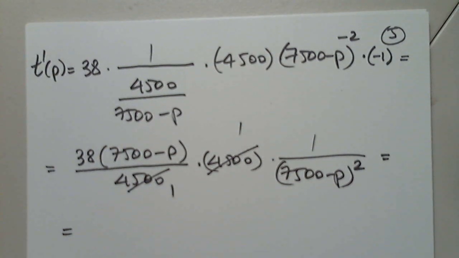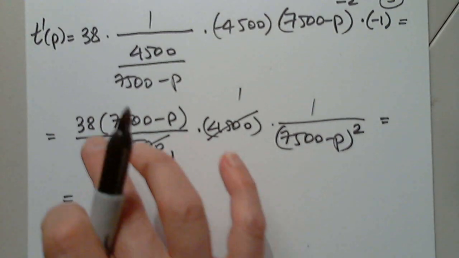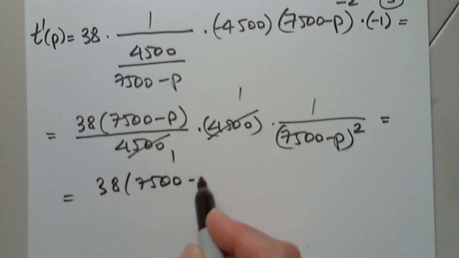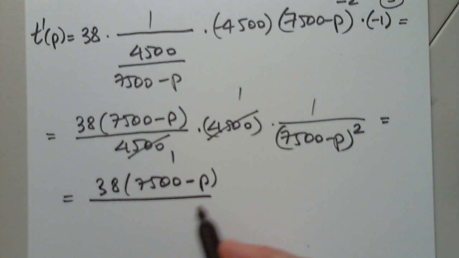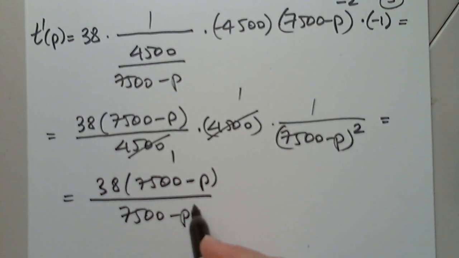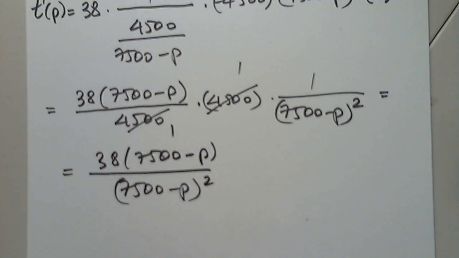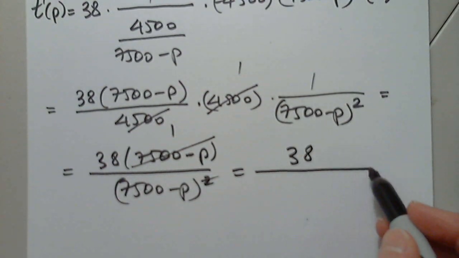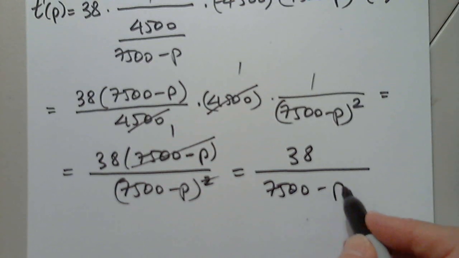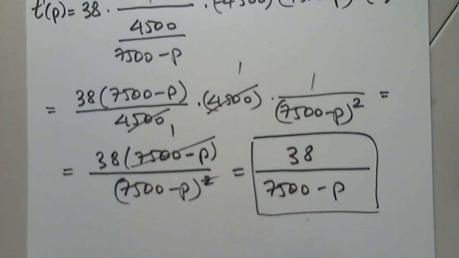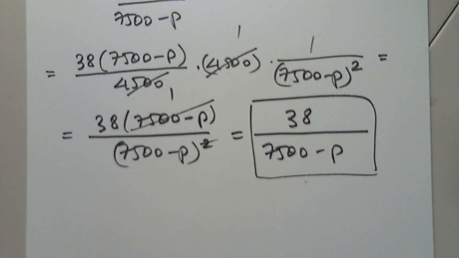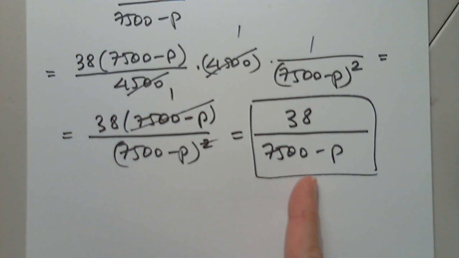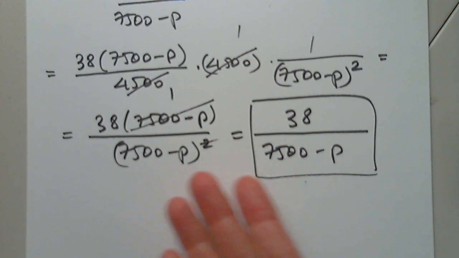Look what happens here. So then these at the top, 38, (7,500 minus p) divided by (7,500 minus p) squared. And this is nice. Look at that, it simplifies even more, to 7,500 minus p. So without all these simplifications, this would have looked much more difficult.